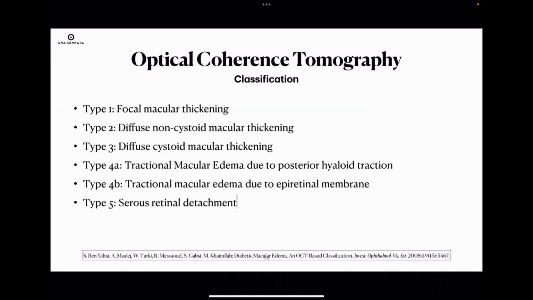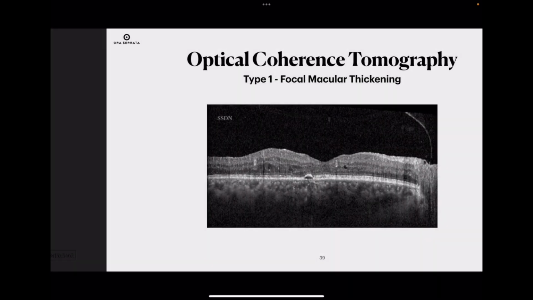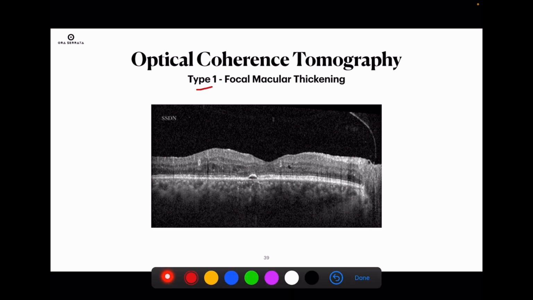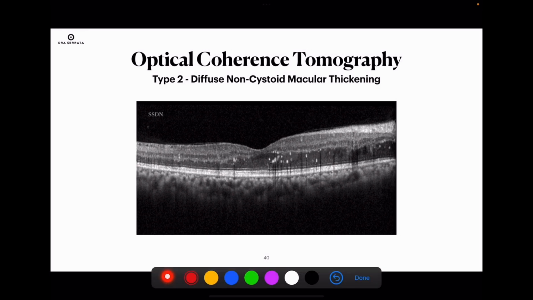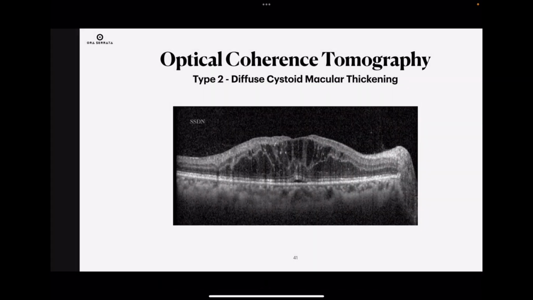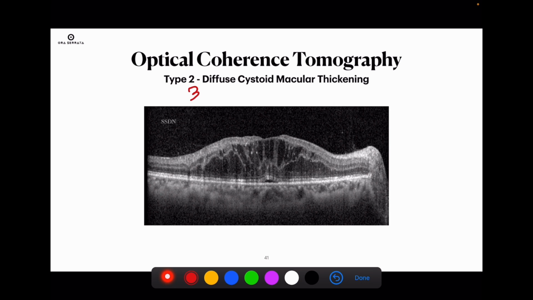The third type of classification on OCT of diabetic macular edema was given by Yahya et al., in which we can divide this into type 1, that is, there is only focal macular thickening. Then the second type, where there is diffuse non-cystoid macular thickening. And the third type is diffuse cystoid macular thickening, as you can see here.